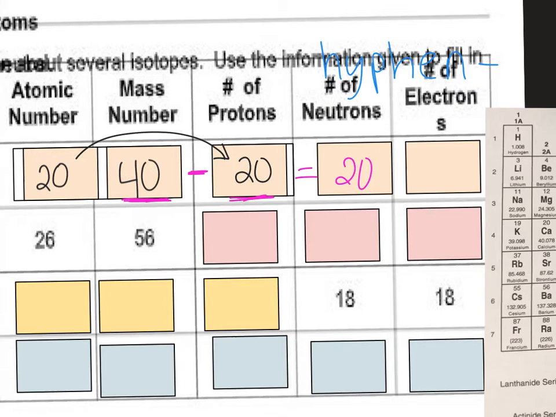Electrons. So remember, I told you, as long as it's neutral, so as long as we're not dealing with an ion, these two numbers should be the same. So you would fill in a 20 there. Okay? So that's for the calcium example.